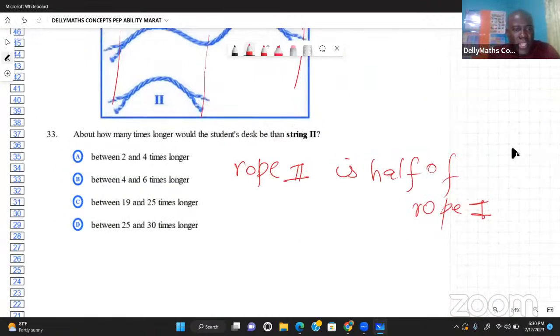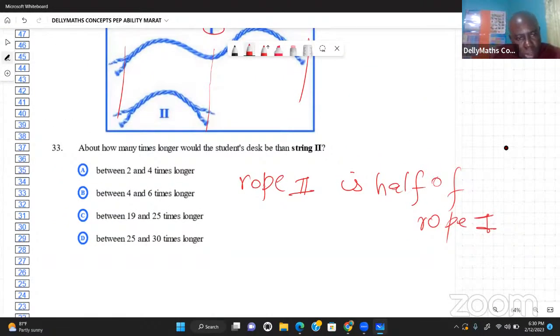I'm looking for 20, right? So I'm looking for any number in that region. It's between 19 to 25. 10 times becomes 20, so 20 would fall in that category. 19 to 25 is perfect.